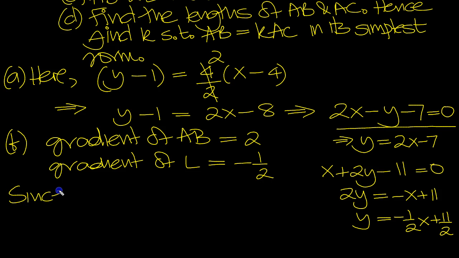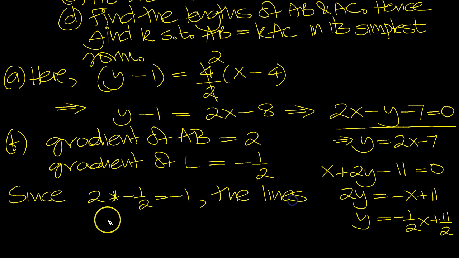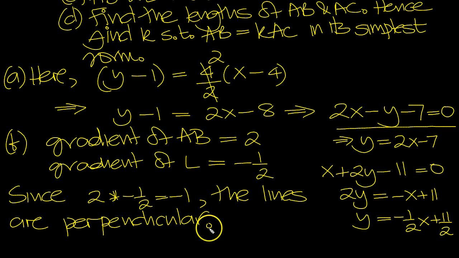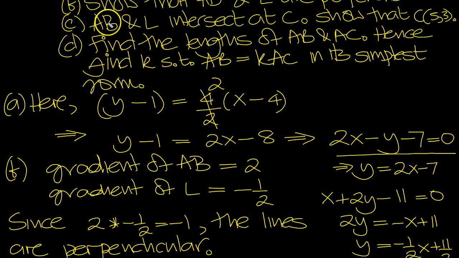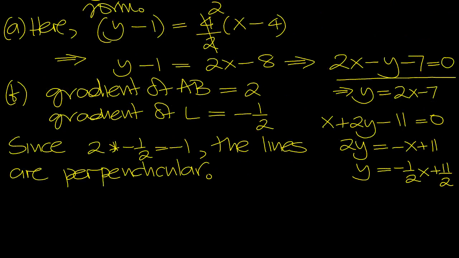Since 2 multiplied by minus a half, the product of the gradients is minus 1. The lines are perpendicular. Okay, that's part B. Now part C. AB and L intersect at C. Show that C has these coordinates.